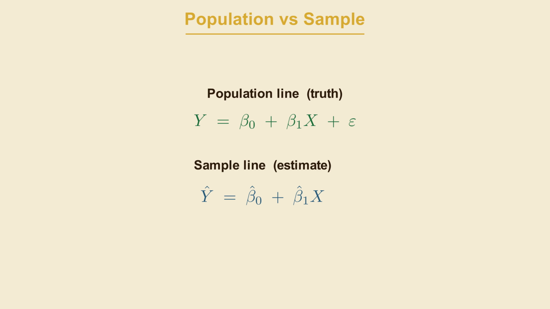So when we write our formula, the estimated intercept and slope get little hats written on top of them, beta 0 hat and beta 1 hat, just to remind us that they are estimates and not the actual truth. The way that I keep these two things straight in my own mind is pretty simple. The population line is the truth that we're never going to see directly, and the sample line is our best guess at that truth, which is what we build from the data that we happen to have.